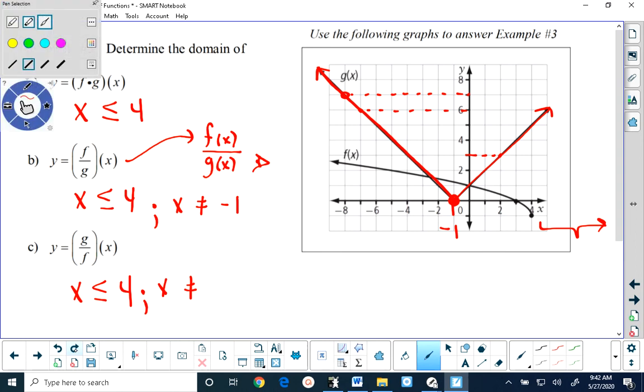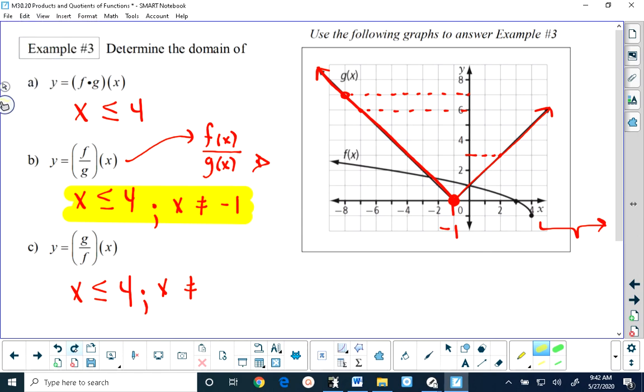The domain of f of x over g of x is x must be less than or equal to 4, and there's the added condition that x can't be equal to -1, because if x is -1, g of -1 gives 0, and you will be dividing by 0.